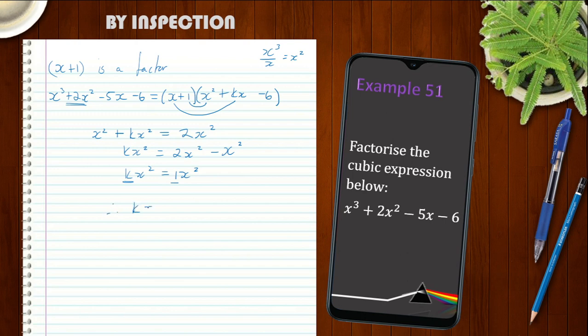So therefore k is equal to 1. And now we can substitute that back in. So we have x plus 1, x squared plus 1x, or just x, minus 6. And we are now back with the previous one. Now factorizing this is quite simple. x plus 1, x plus 3, and x minus 2. And that is our factors.